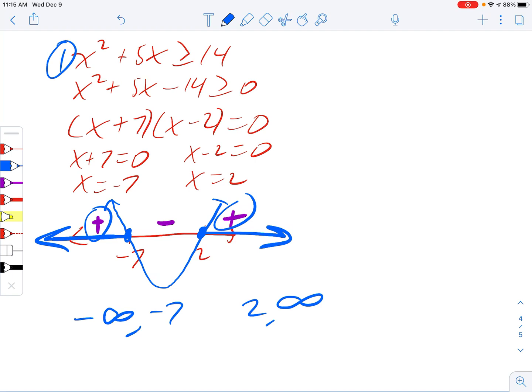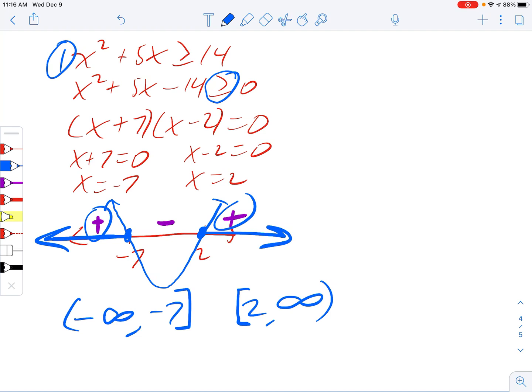And then for the appropriate brackets, infinities always get parentheses, because parentheses means you don't actually include that number, and you can never actually get to infinity. It's not a number you include. We use the square bracket on the -7 and on the 2, because we want to include -7 and 2 in our solution, again, because it's or equal. Right? We're not just looking for numbers greater than 0, we're also looking for numbers equal to 0.